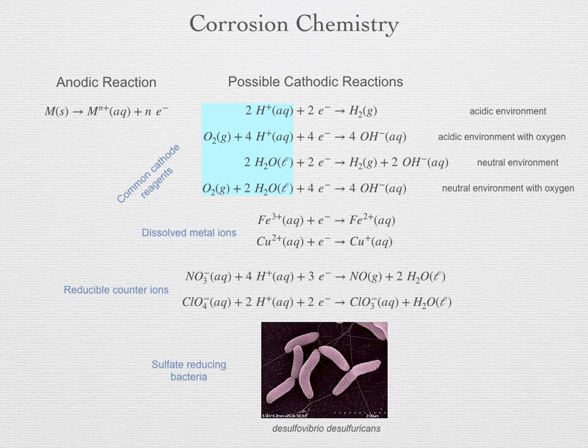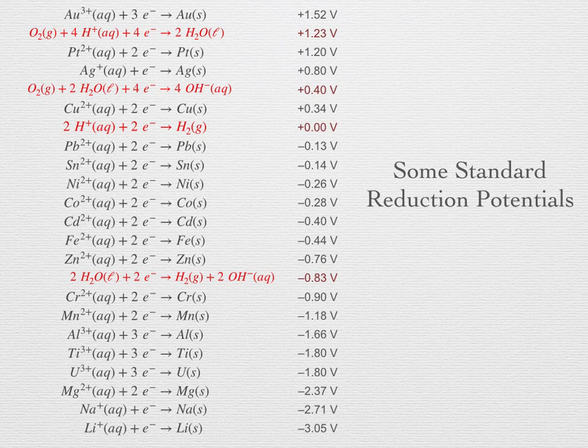These microbes introduce additional environments in which corrosion can occur and must be considered carefully. Here's the standard reduction potential table again, but here I highlight the location of the 4 common cathode reagent reactions. Each reaction is capable of driving the oxidation of metals found below it on the table.